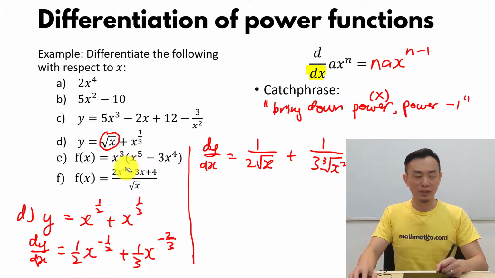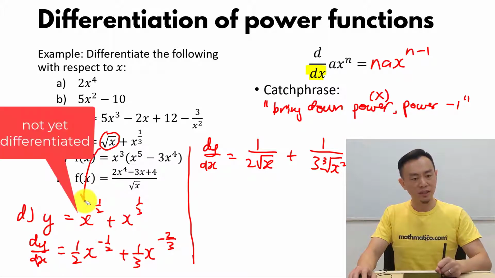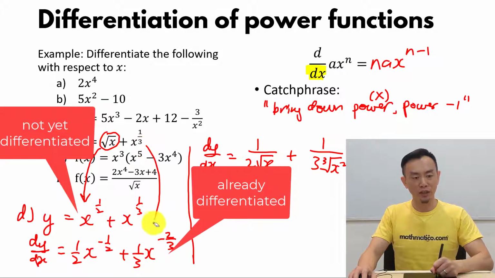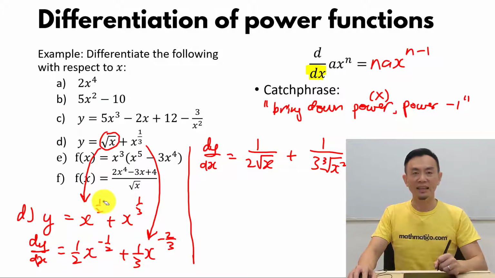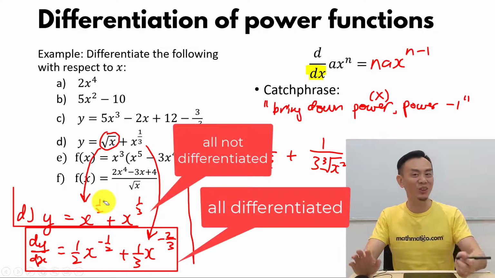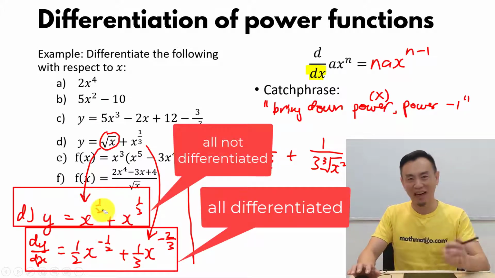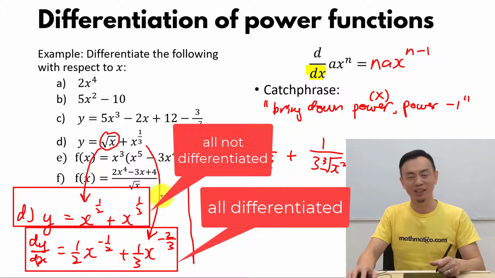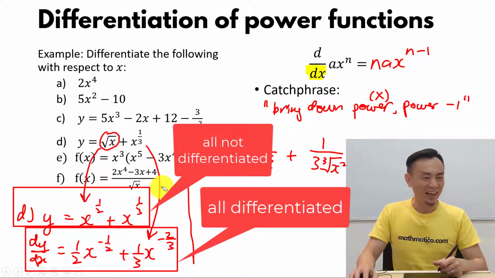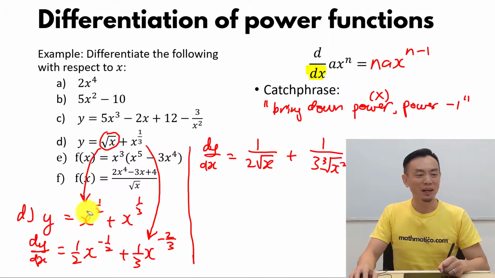One common mistake I see in students is that in step 1, you have to change the square root of x in surd form to index form. Some students change this to this, but in the same line, this x to the power of 1/3 is being differentiated already. That's not acceptable, okay? In one line, either it is all differentiated or it is all not differentiated. You can't have half-half, like half differentiated, half not differentiated. Okay, I call it half cooked. That's not acceptable. So we have x to the power of half plus x to the power of 1/3.